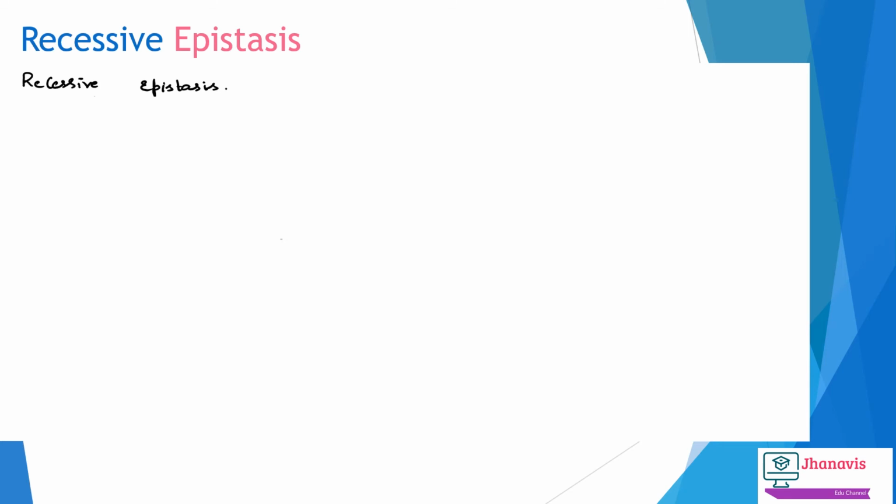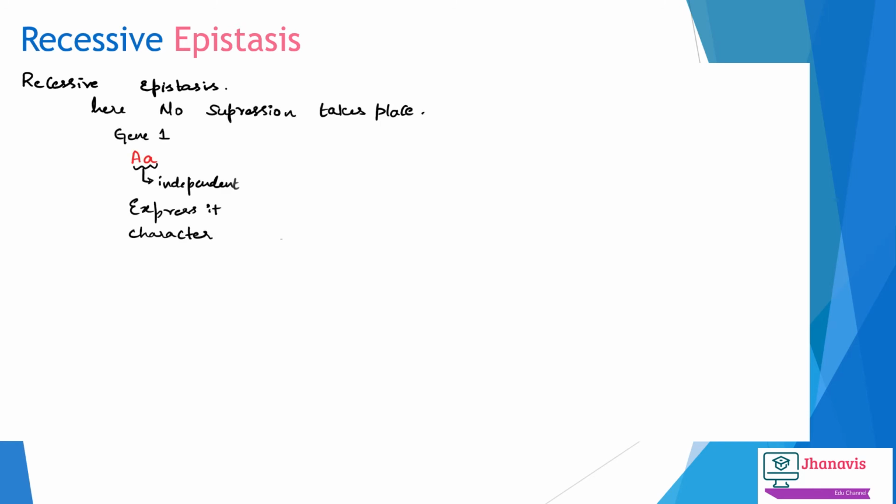Next, we will learn about another type of epistasis called recessive epistasis. What is this recessive epistasis? Here, there is no suppression taking place between the genes. That means gene 1 is independent and it can express its character, whereas gene 2 won't exist independently but depends upon the gene 1 for its expression.